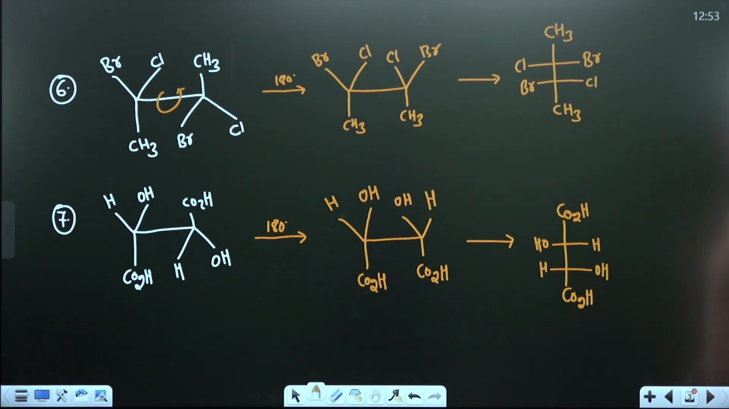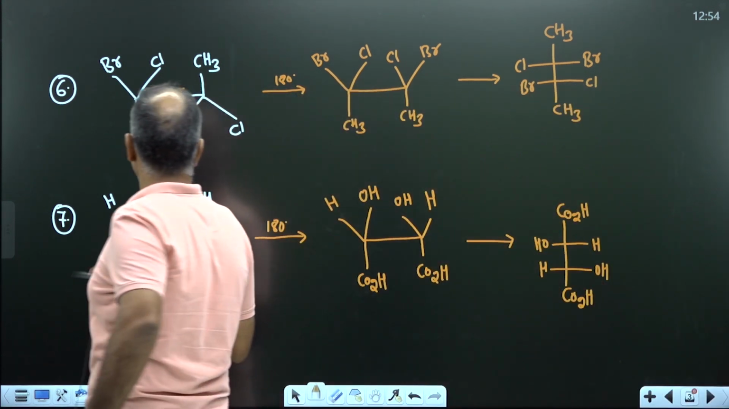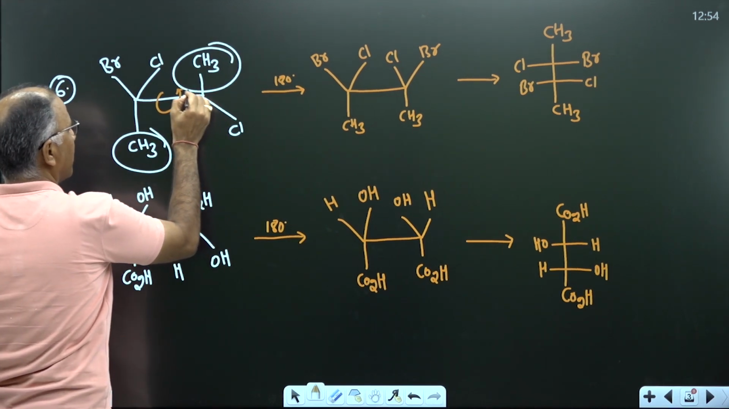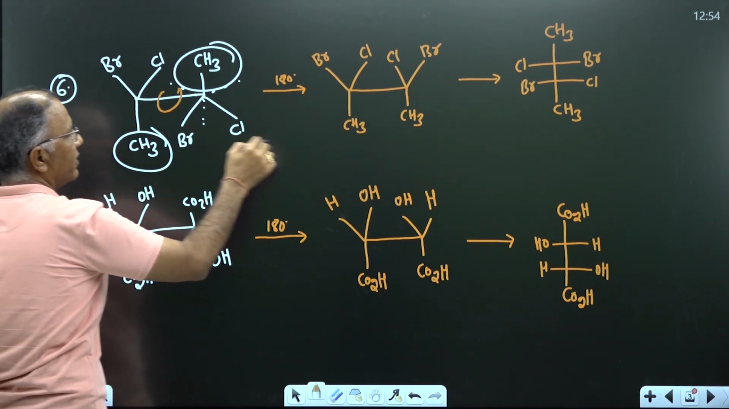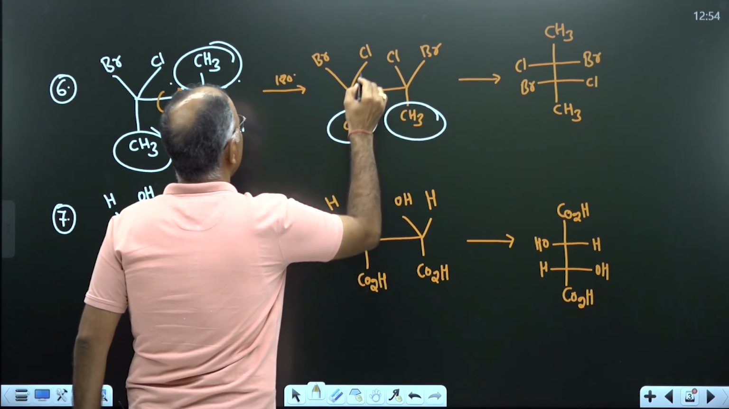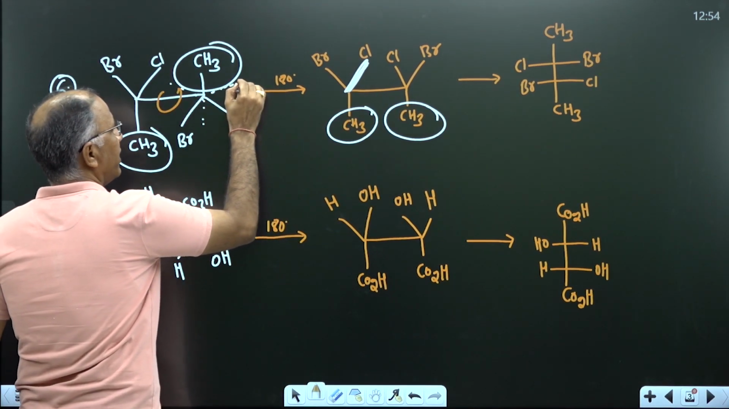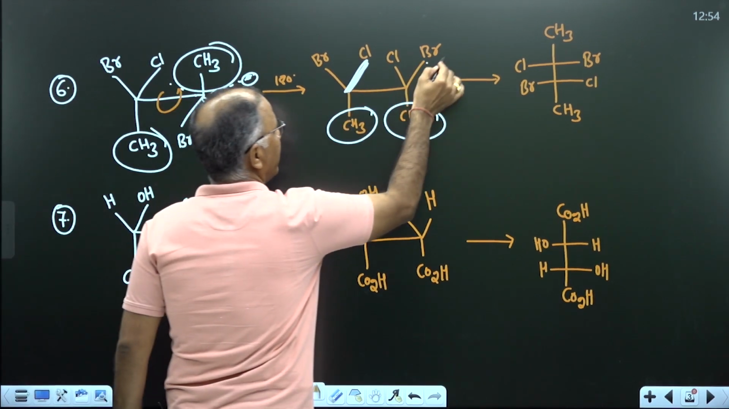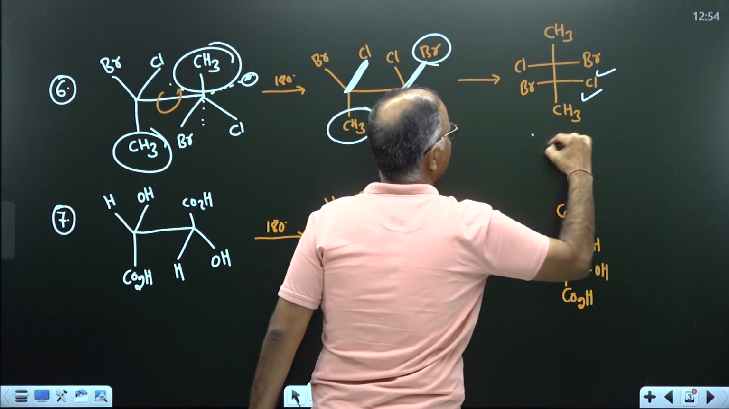Now convert this into Fischer. Pause the video and convert. What you have to do, first you have to convert into eclipse conformer. We will rotate this by 180 degree. This means this is methyl, methyl. This chlorine on right hand side, and after 180 rotation, the Br will go in this position. There will be Br on this position. It is also on right hand side. This means chlorine right, Br right. This is correct Fischer.